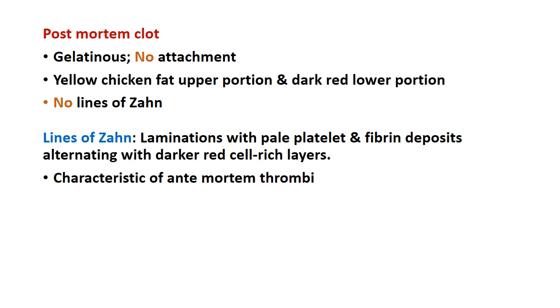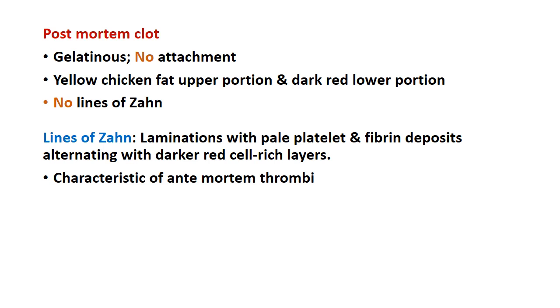And then a brief note regarding postmortem clot. Postmortem clot is usually gelatinous in nature, unlike normal thrombus, which is usually firm. And postmortem clot, just like any other clot, has no attachment to the underlying blood vessel wall. And then postmortem clot usually has two different portions, the upper portion and lower portion. The upper portion, which is composed of plasma, appears yellowish, so known as chicken fat portion. And the lower portion, because of sedimentation of RBCs, appears dark red.